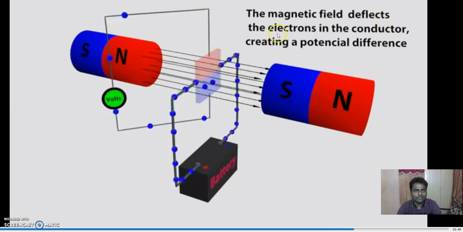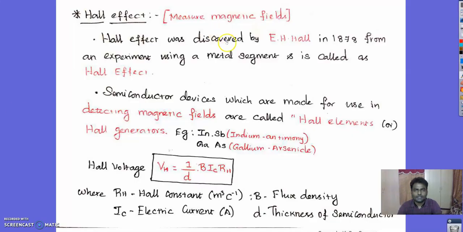So the magnetic field deflects the electrons. The electrons passed from a battery through a conductor create a potential difference. Based upon the potential created, we can measure the value of the magnetic field. This is how we measure the magnetic field. As I said earlier, the Hall effect was discovered by E. H. Hall, Edwin Hall, in 1878 from an experiment using a metal segment. Hence it is called the Hall effect. The semiconductor device used for detecting magnetic field is called a Hall element or Hall generator. That is, the metal placed between the magnets is nothing but the Hall element or Hall generator.